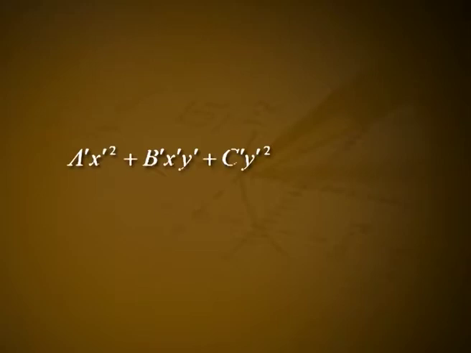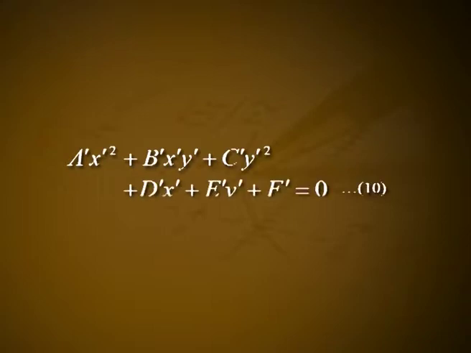Proof. If we apply equations 5 and 6 to the quadratic equation 7, we obtain a new quadratic equation a'x'² + b'x'y' + c'y'² + d'x' + e'y' + f' = 0, equation number 10. The new and old coefficients are related by the equations a' = a cos²α + b cos α sin α + c sin²α, equation number 11.